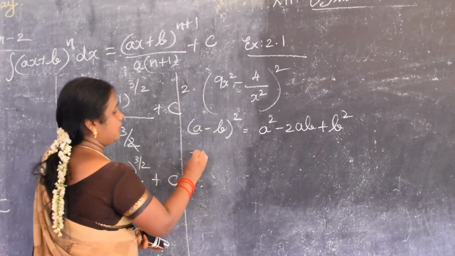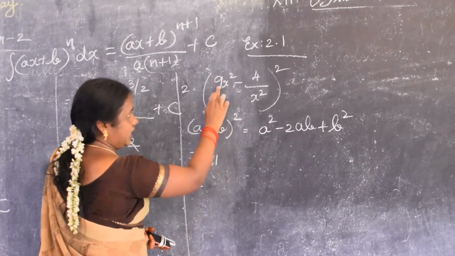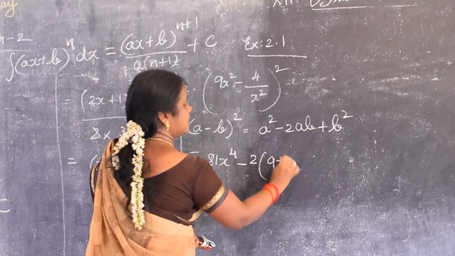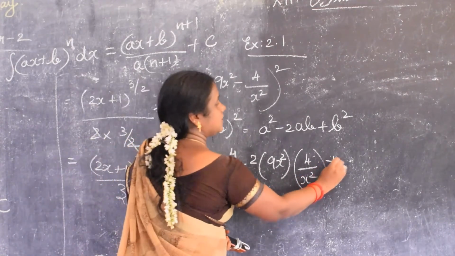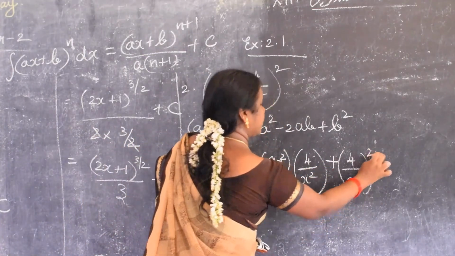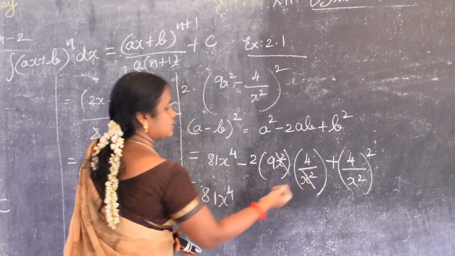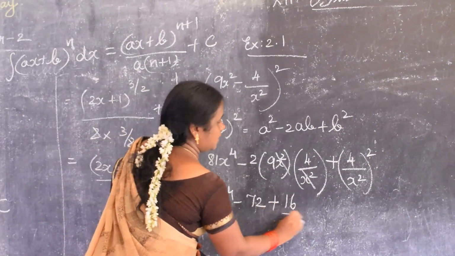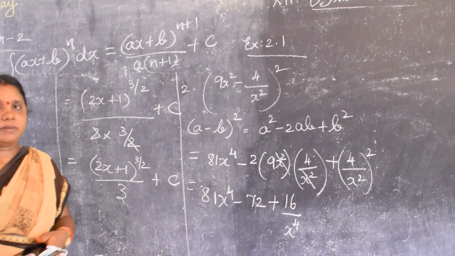So now I am going to use this identity. Our a is here 9x square. So a square: 9 nines are 81, x power 4. Minus 2, here our a is 9x square, b is 4 by x square. Plus, what is our b here? 4 by x square, whole square. Have you understood? So, 81 x power 4. You can cancel x square. Minus 9 eights are 72. Plus 16, 4 fours are 16, by x square, if you again square, you will get x power 4. Now our question is simplified.